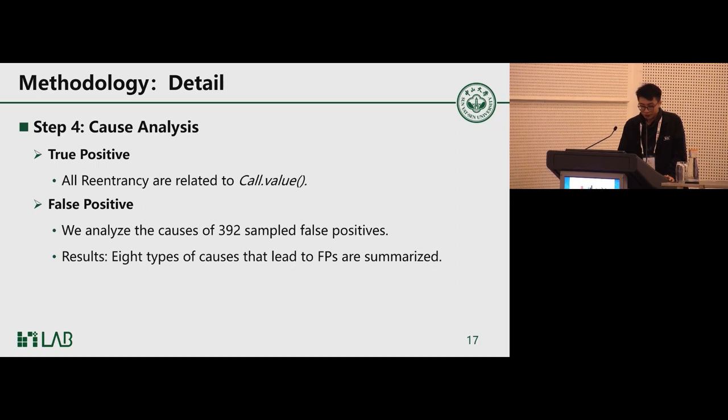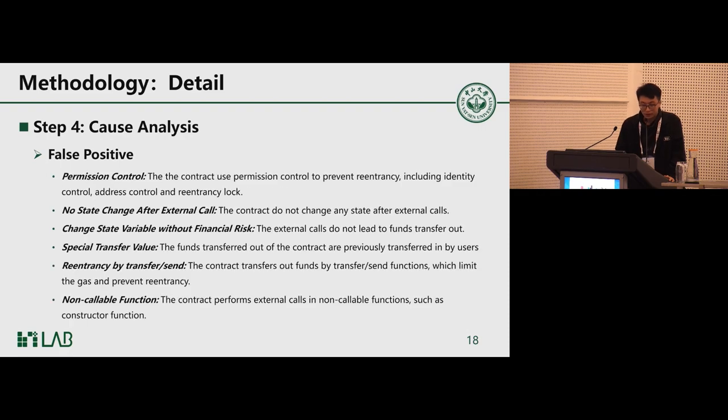For false positives, we analyze the causes of 392 sampled false positives and summarize 8 types of causes that lead to false positives. Next, I would like to introduce the 8 types of false positives. First, permission control contains 3 types. It means that the contract uses permission control to prevent reentrancy, including identity control, address control, and reentrancy lock. And no state change after external call means that the contract does not change any state after the external call.